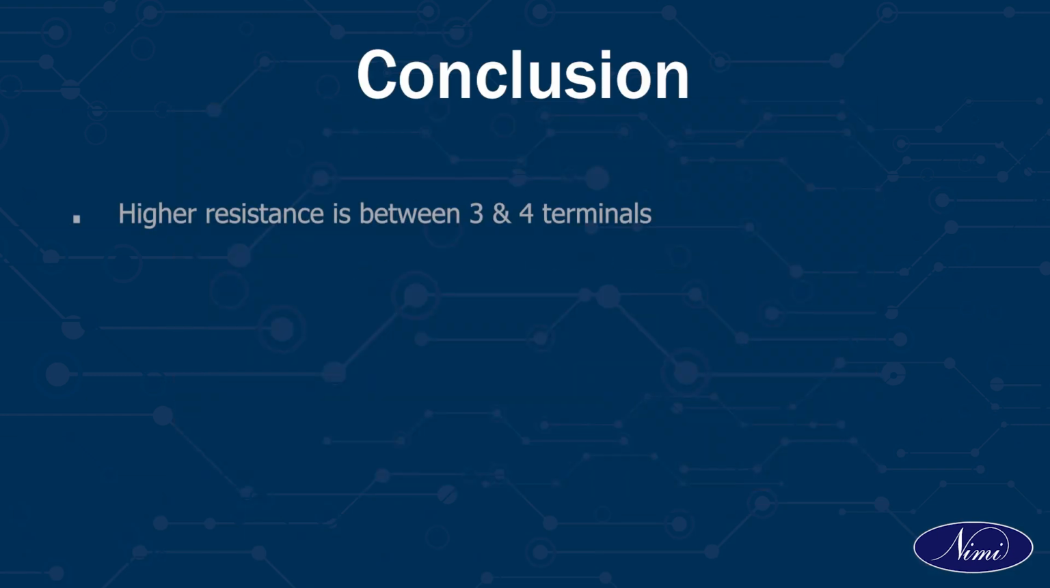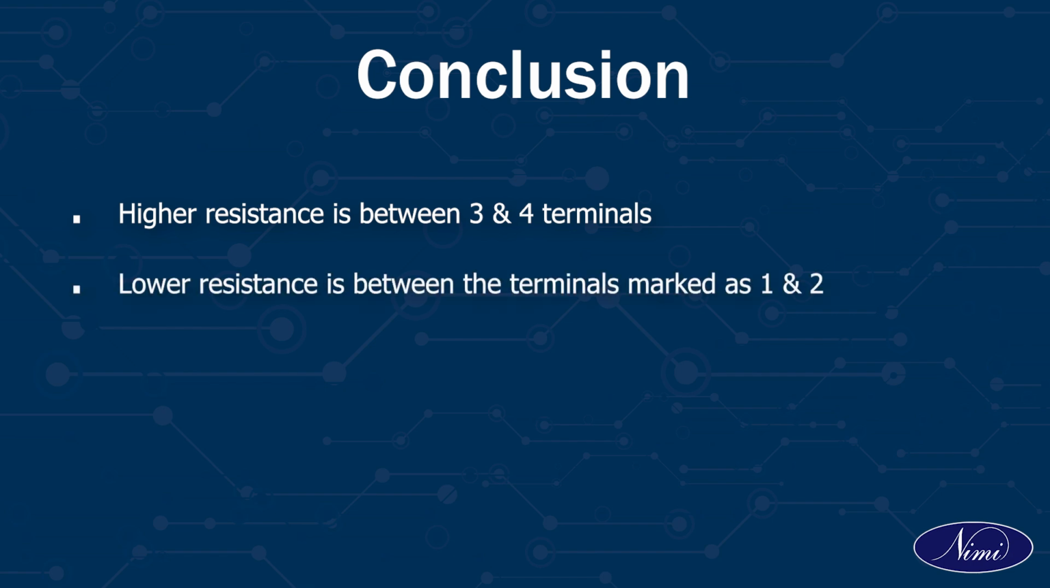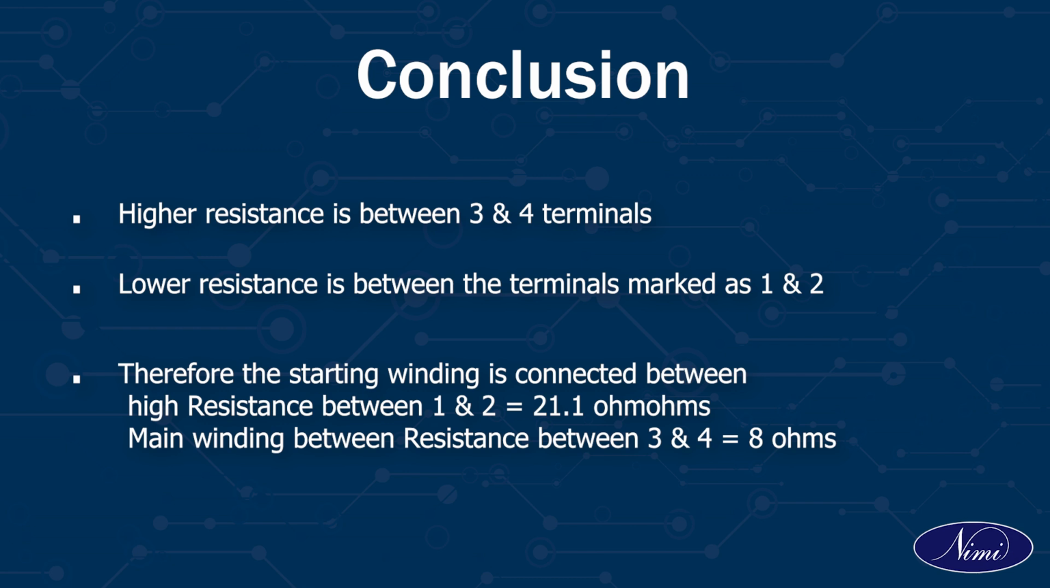Conclusion: higher resistance is between 3 and 4 terminals. Lower resistance is between terminals marked as 1 and 2. Therefore, the starting winding is connected between 1 and 2, with resistance equal to 21.1 ohms. Main winding between 3 and 4, with resistance equal to 8 ohms.